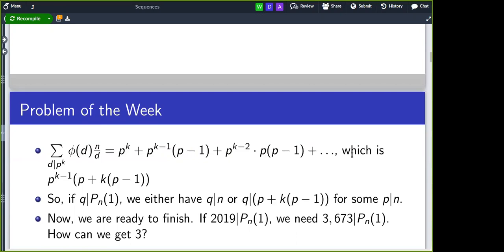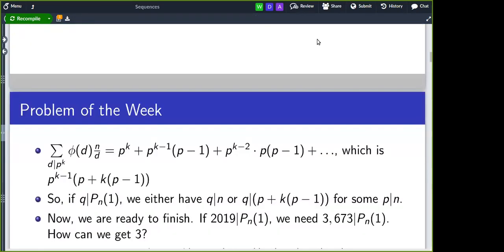Remember, this means that either 3 divides n or 3 divides p plus k times p minus 1 for some pk pair. So we could just have a factor of 3 inside n and be done with it.